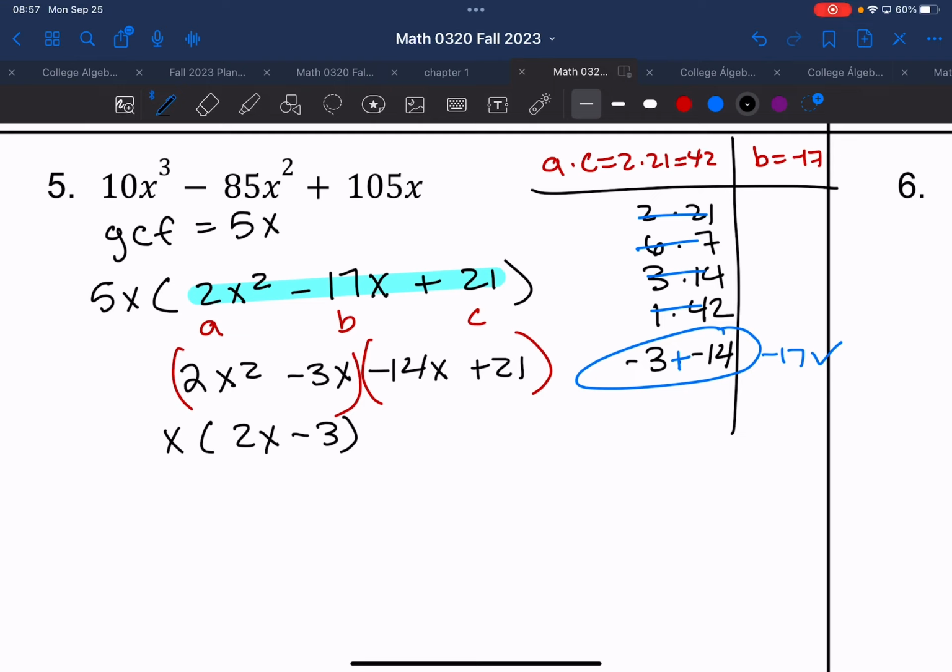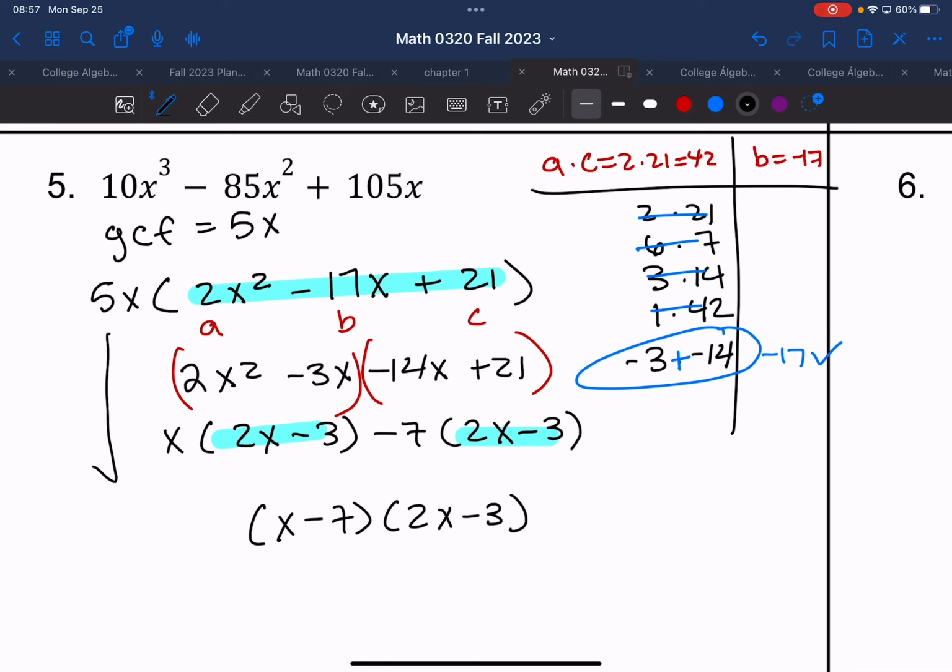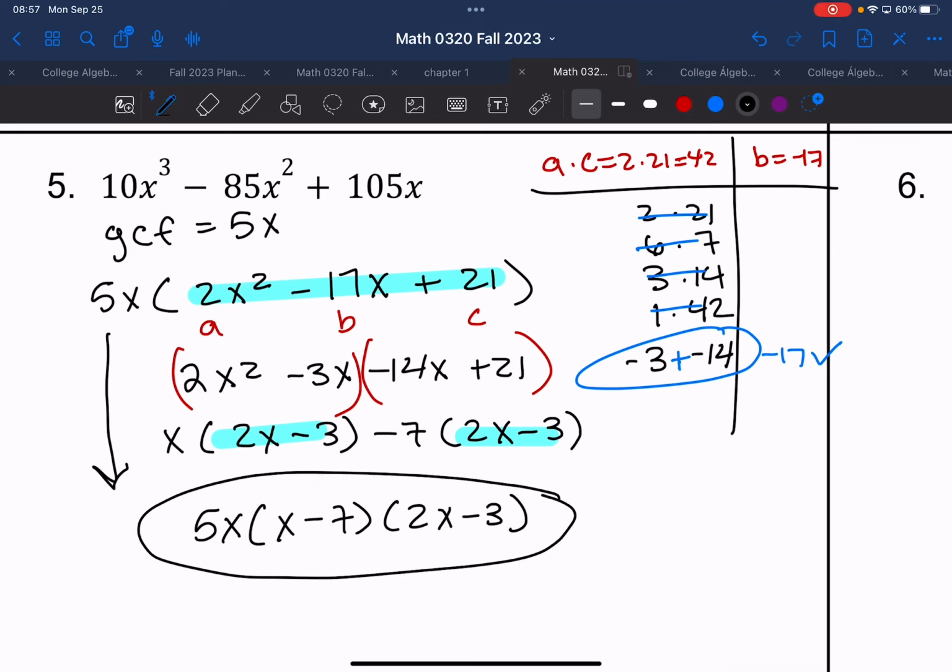No, because remember we want our parentheses to match. So instead of taking out a positive 7, we should take out a negative 7. So then we would be left with 2x minus 3. Remember, we want these parentheses to match. So that means my answer is x minus 7 and 2x minus 3. And I have to bring that GCF down, place it in the front, so then I have my entire answer.